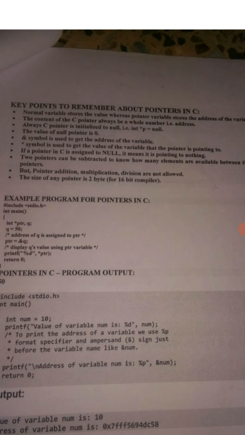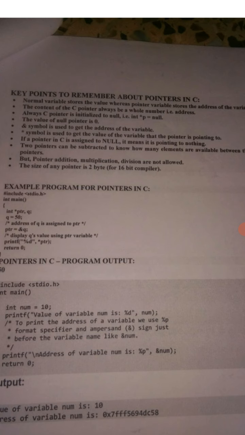Second, the content of a C pointer is always a whole number, that is, an address. Next, a C pointer is always initialized to null, that is, int *p = NULL. The value of a null pointer is 0.